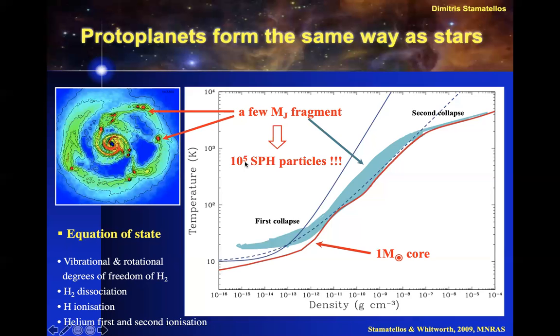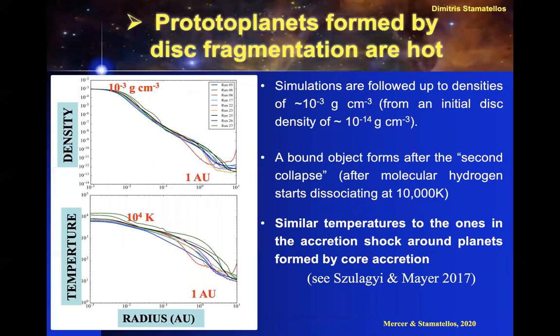And we have very good resolution. Each of these fragments is represented by about 100,000 SPH particles, so we're able to calculate the properties of these fragments. Here I plot the density versus radius. The fragments are more or less about 1 astronomical unit, or maybe a bit bigger.